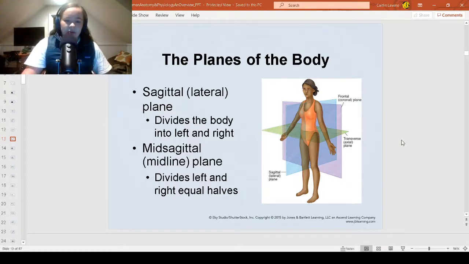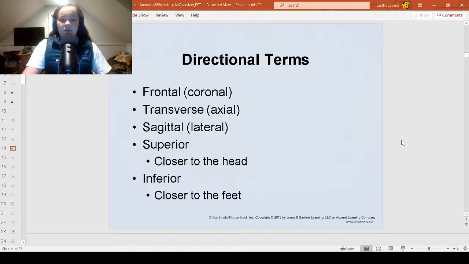The mid-sagittal plane divides the body into left and right equal halves. If you were to look at the person directly in front, as if you were examining them posterior or anterior, you would find that they have four quadrants. The mid-sagittal plane would divide them in half.